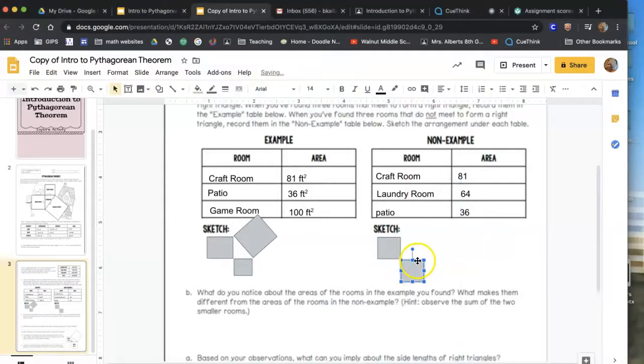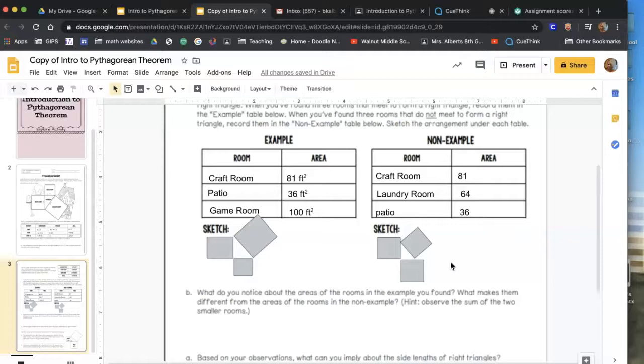If we use all three of these the same size, what does that look like? So if we have three squares the same size, it doesn't fit, right? We still get a right triangle, but we don't match up on our sides. So that would be a sketch of a non-example one. We're going to have to really think outside the box as far as how we make our work look.